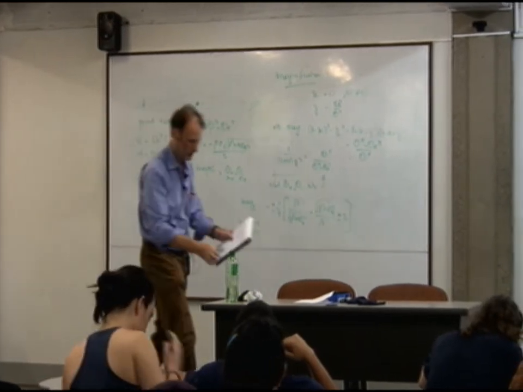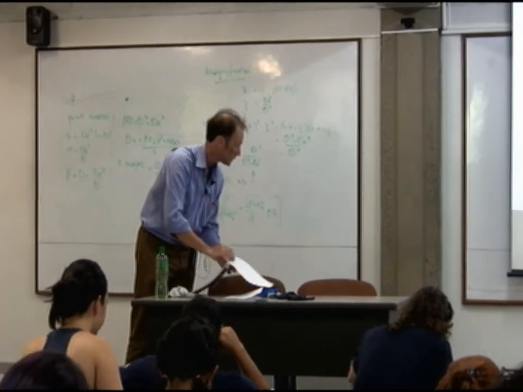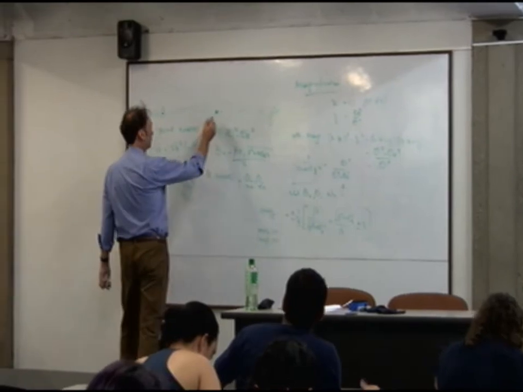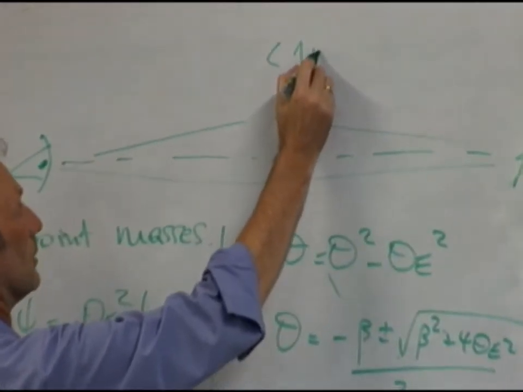Now, why am I doing this? Because in microlensing, the image separation is really, really small. So all of this happens within a milliarc second.